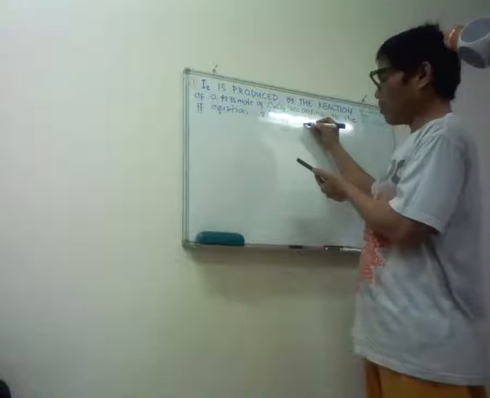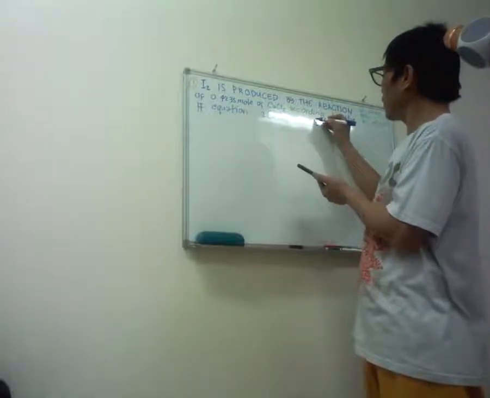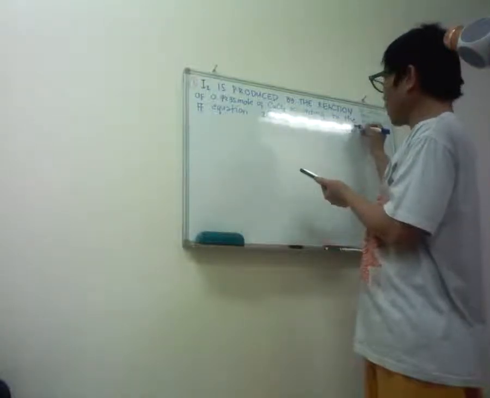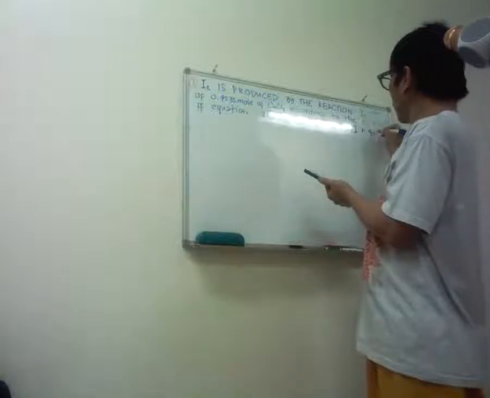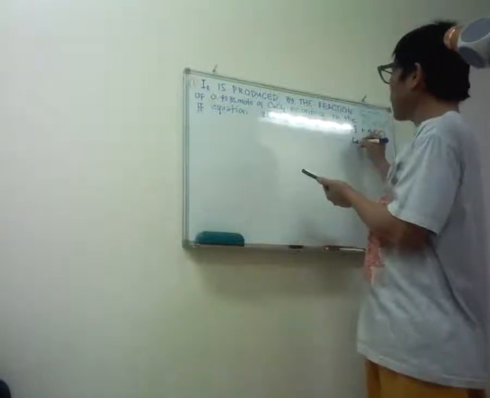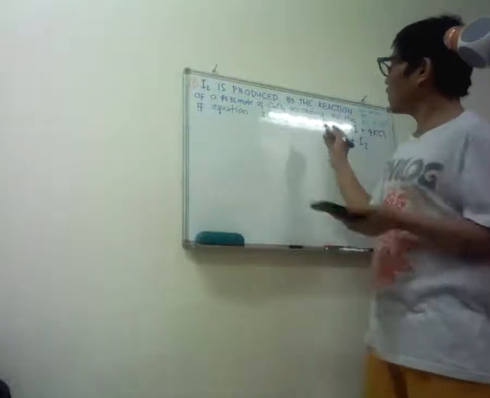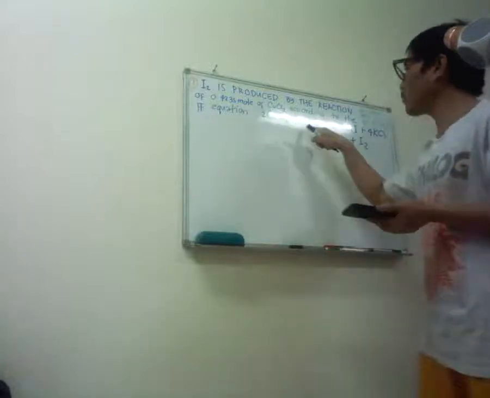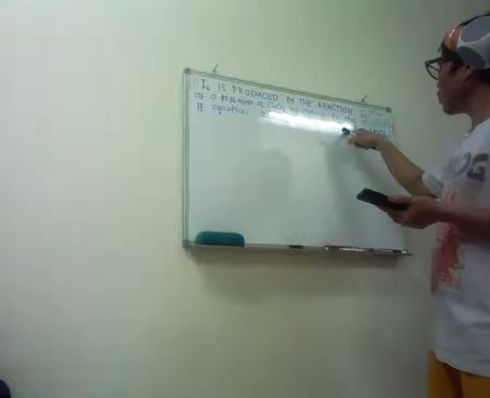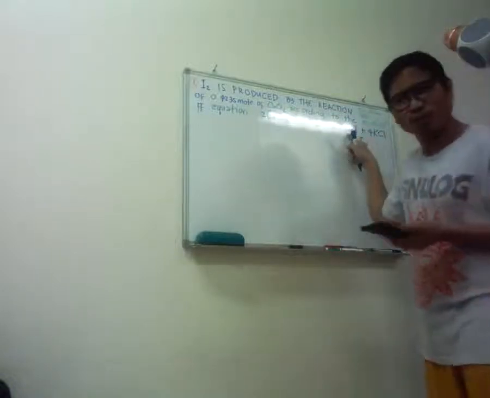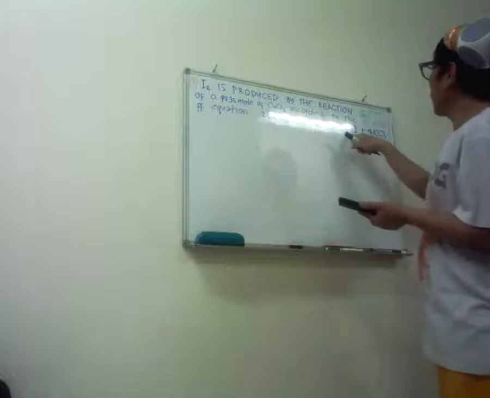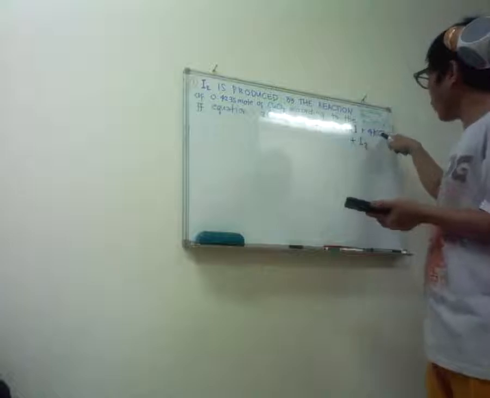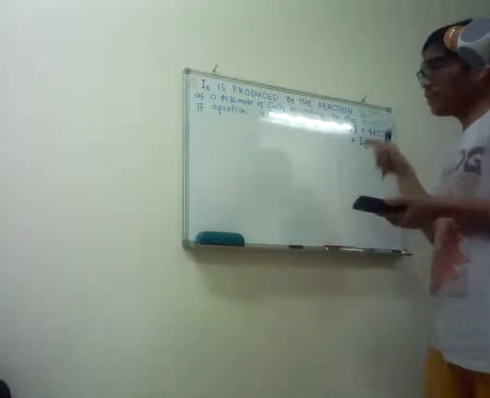Plus 4 moles of potassium iodide, equals 2 moles of cupric iodide. I think so. This is cupric, right? Or is it still cuprous iodide? Plus 4 moles of potassium chloride plus 1 mole of iodine gas.